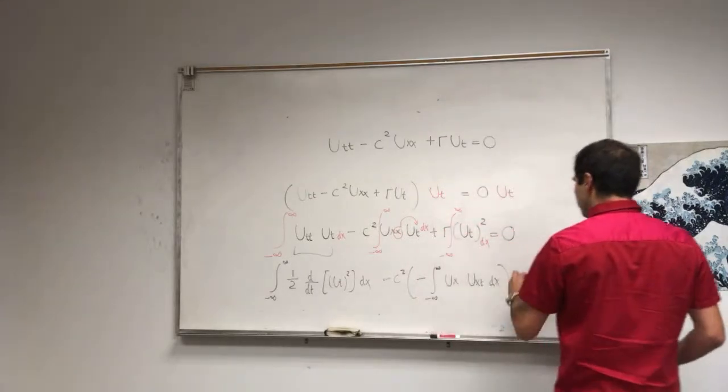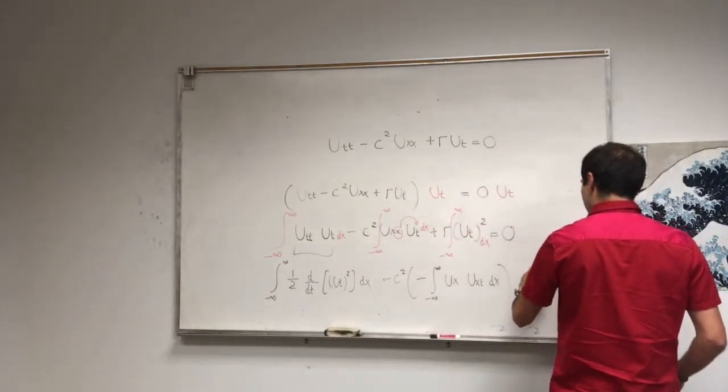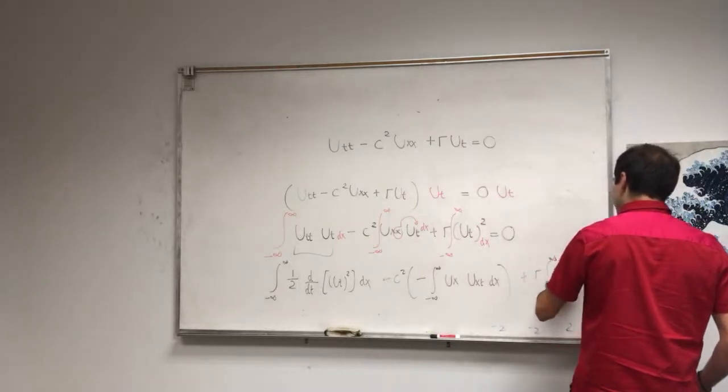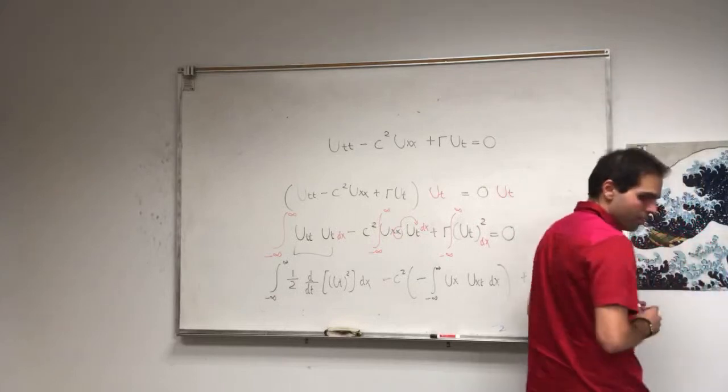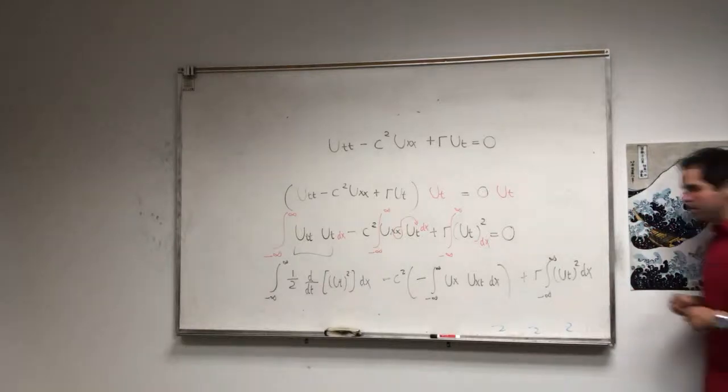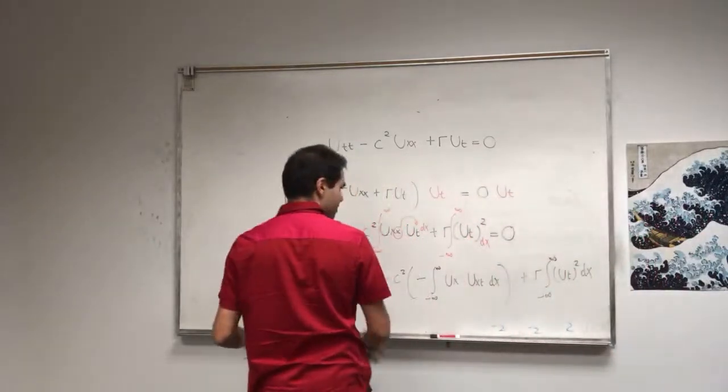And this term, which we don't really know what to do with, is R times the integral from minus infinity to infinity of ut squared dx. Very good. And then remember how I told you it looks scary the first time, but the more you do it, the less scary it is? I think the second time you see it, it's not too bad.